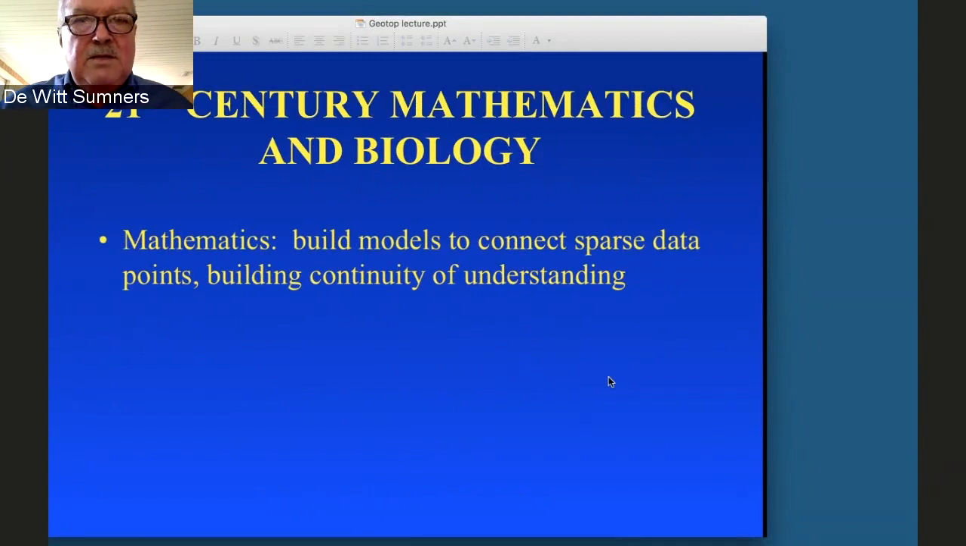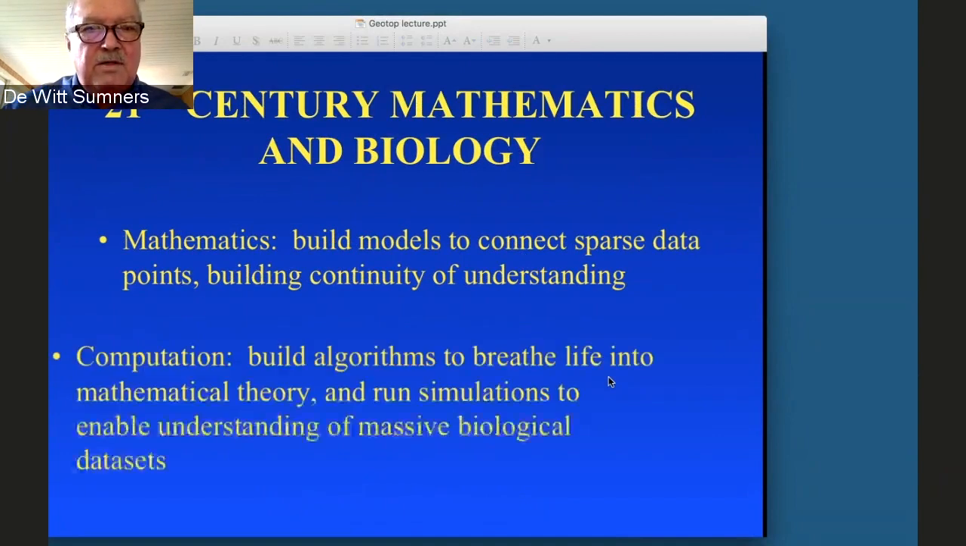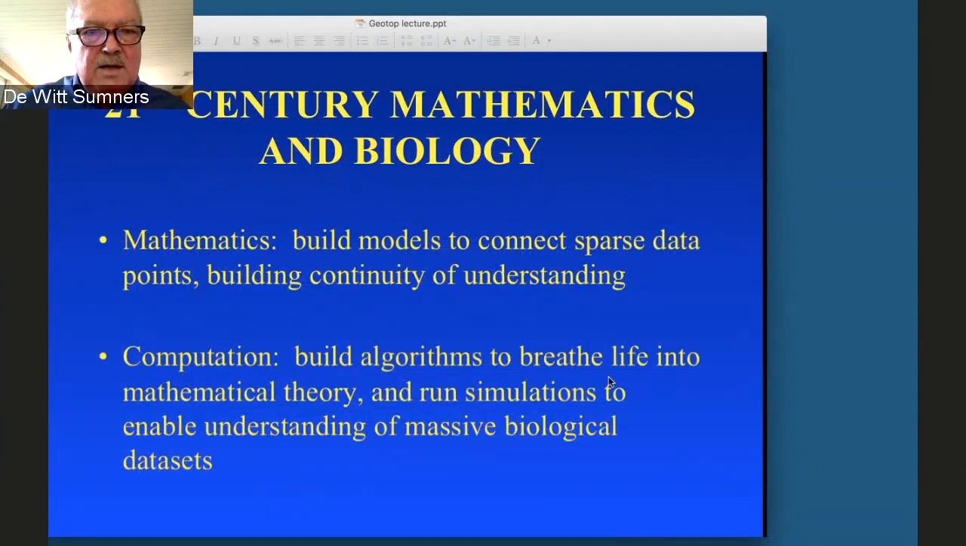21st century mathematics and biology. The mathematics builds models to connect sparse data points, building a continuity of understanding. It's like weaving a cloth. And combined with this is computation, to build algorithms to breathe life into the mathematical theory and to run simulations to enable understanding of these massive biological data sets.